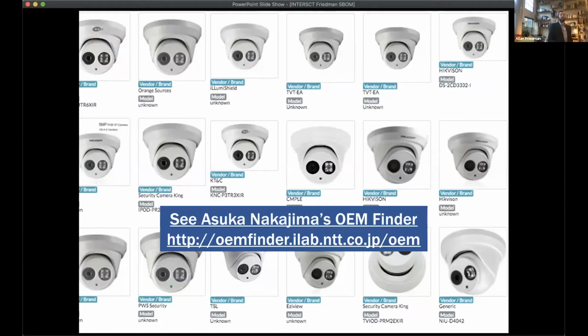Well, we have another problem there, which is it's not clear who makes what. This is a great project by a woman at NTT Labs in Japan, where she said the problem is we white box so much stuff, but under the hood, it may be the same thing. So how do we track vulnerabilities?